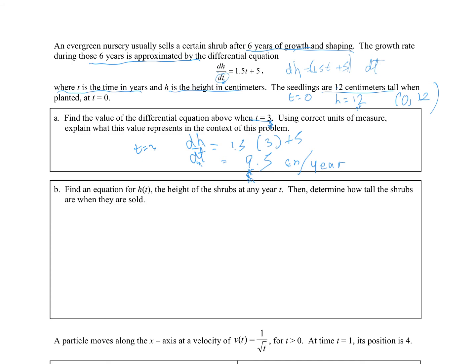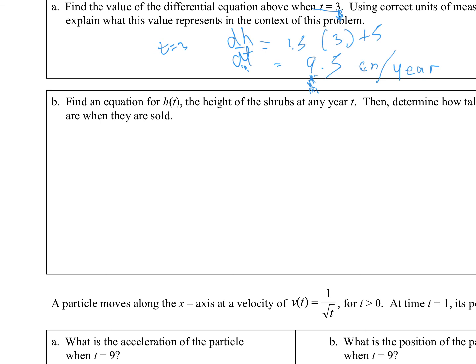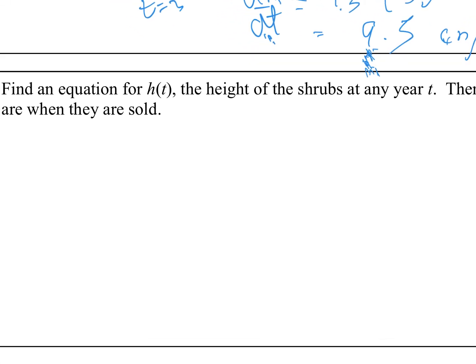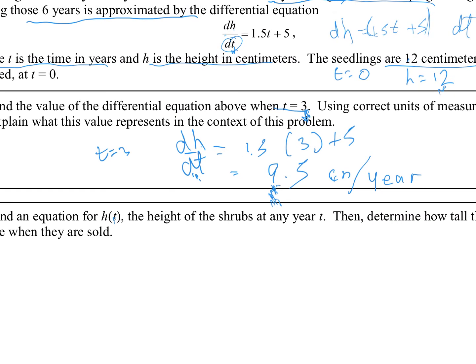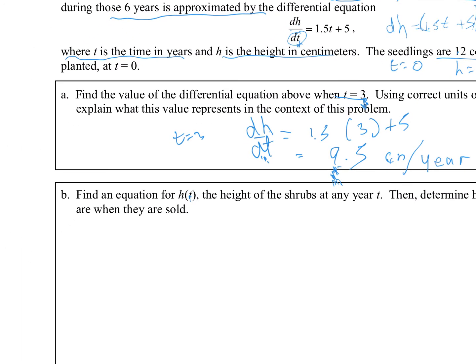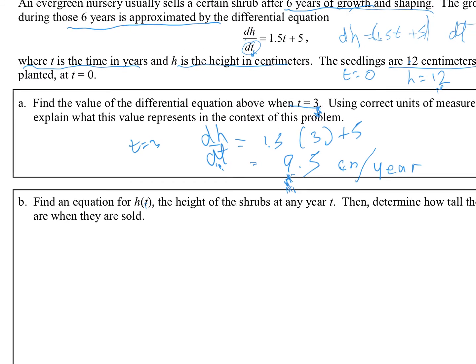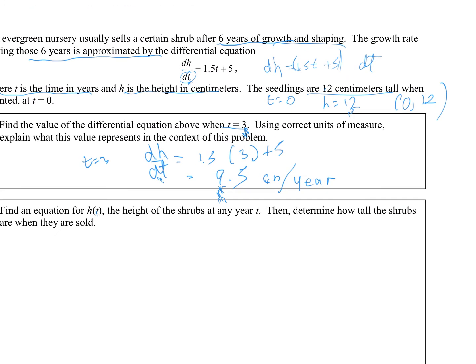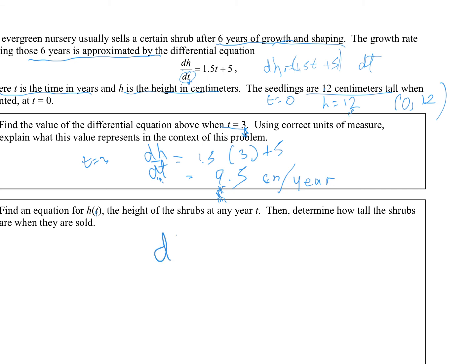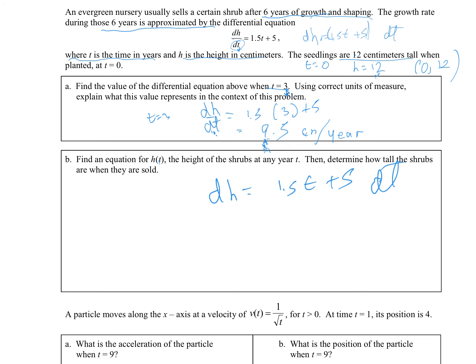What else did he want? For the equation for h of t, do I have an equation? No, I got to find it. Interesting. I wrote this up here: dh equals 1.5t plus 5 dt. How could I get an equation for h out of this?